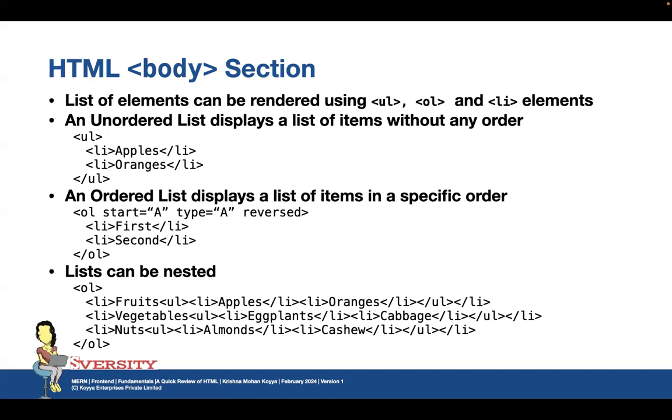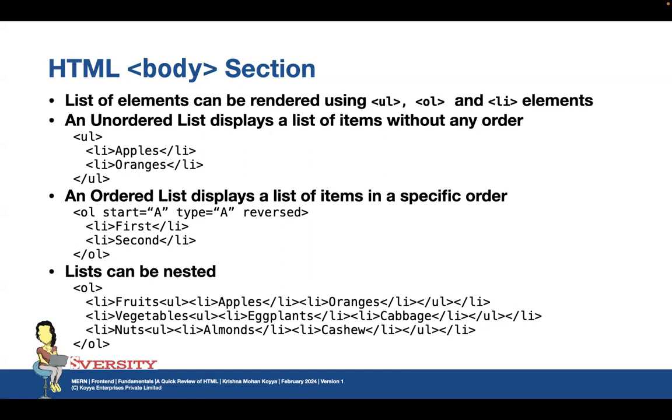The list of elements, if you want to render, you'll be using either the UL element or the OL element along with LI elements. UL is meant for displaying unordered elements, meaning you will not be giving any indexing like 1, 2, 3. You just list them. So UL is the element in which you can have any number of LI elements. For example, here I have apples and oranges. Maybe it is a list of fruits. There is no ordering here. I will not be saying 1 is apple, 2 is orange, nothing like that. It just prints apples and oranges.